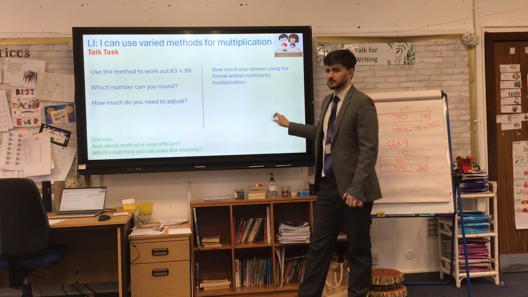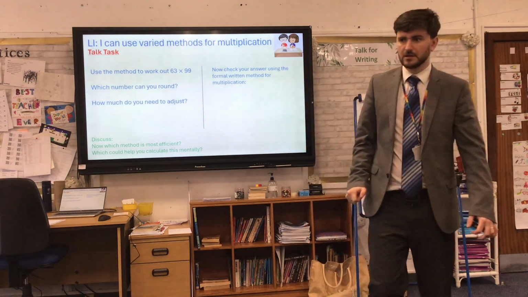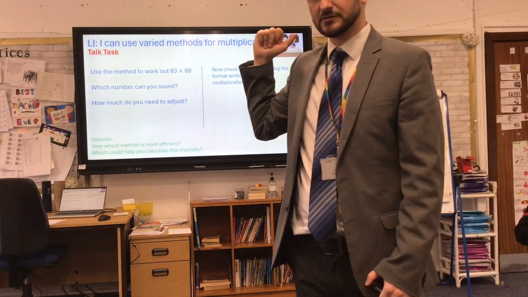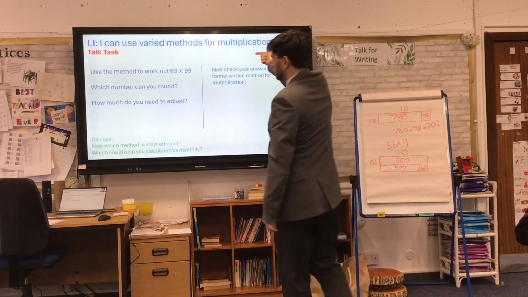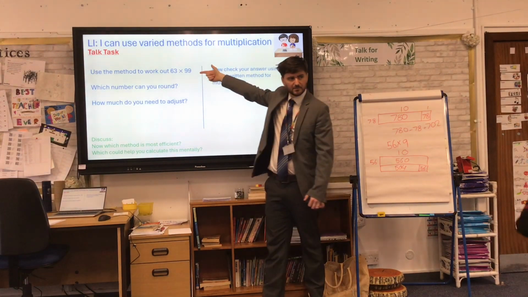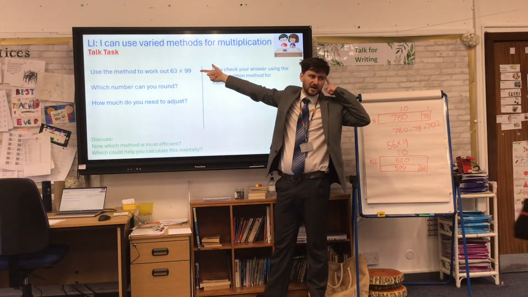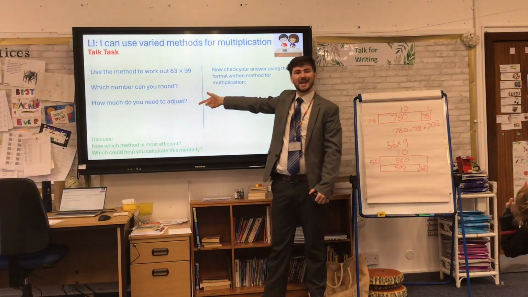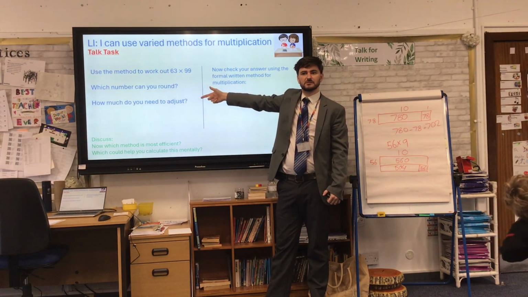Okay, talk task time. I would like you to use the method that we just discussed to work out this one. So firstly, which number is the number that you think you want to round? Just be thinking in your head. I'll come round and talk to people individually. Which number is the one you want to round? And then how much do you need to adjust?